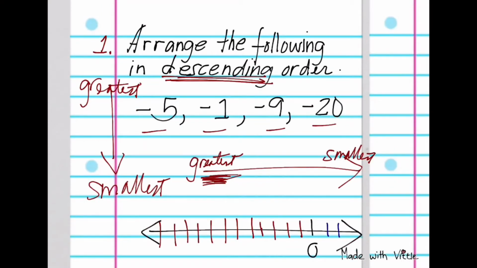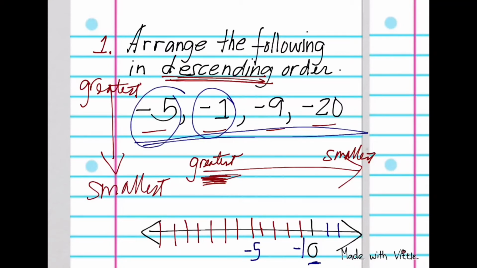So I drew a number line to help me arrange my negative numbers given, okay? So I know that the one closest to 0, right now to the left of 0, is this -1. And then I know that going to the left, I will have -2, -3, -4, and -5 will be here, okay? And then I will have -9 about here, after 6, 7, 8, 9. And the -20, you know it's going to be all the way here.